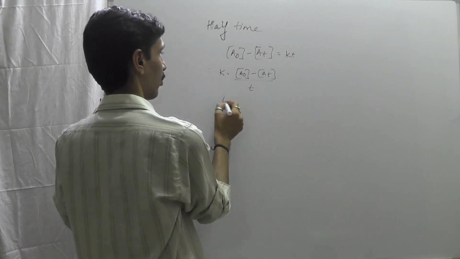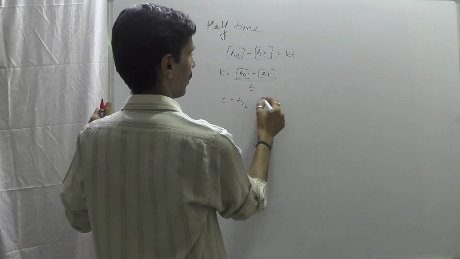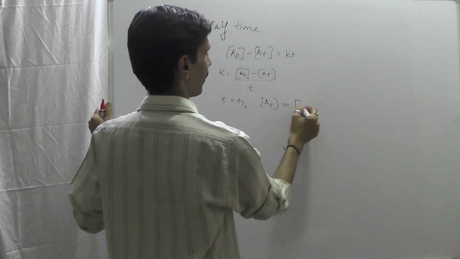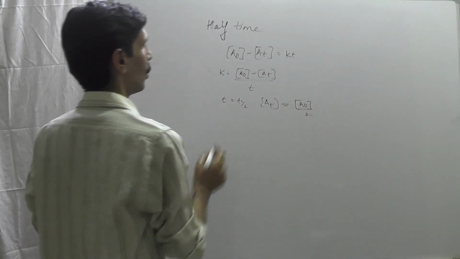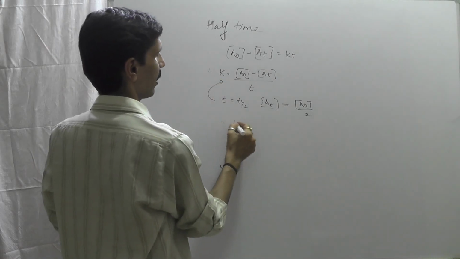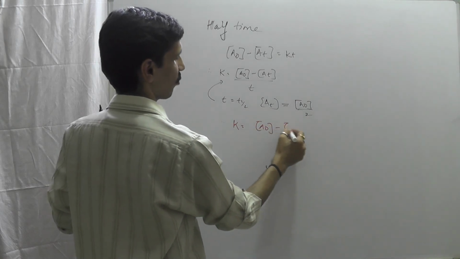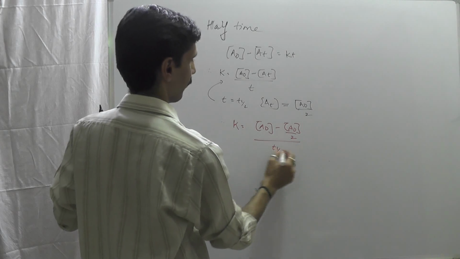Now you also know very well that when t is equal to t half, the concentration of the reactant reduces to half of its initial value. So the initial value is A0, half of it is A0 by 2. तो ये एक्सप्रेशन इसमें सब्स्टिट्यूट कर दिया जाए तो मुझे मिलेगा फिर therefore k will be equal to A0 minus of A0 upon 2 divided by t half.